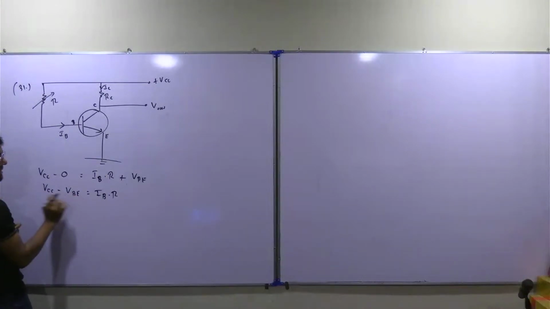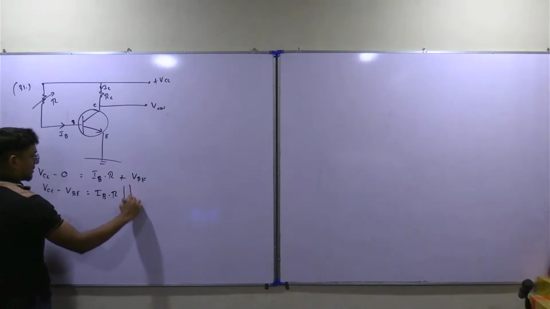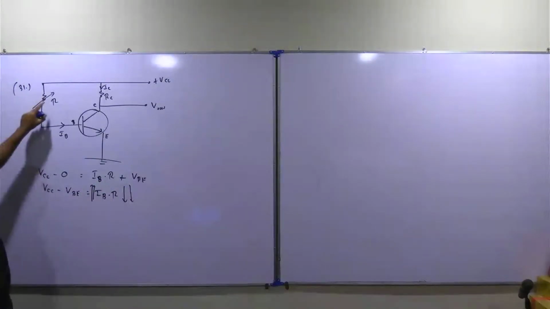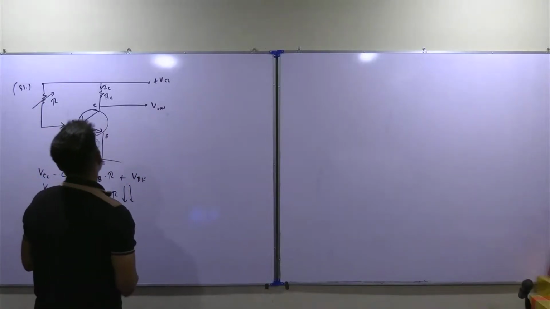VCC minus VBE is a constant. So when you decrease R, this IB will increase, right? So when you decrease R, the base current will increase, right?